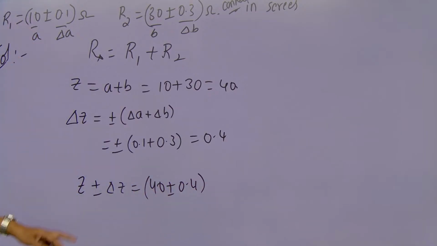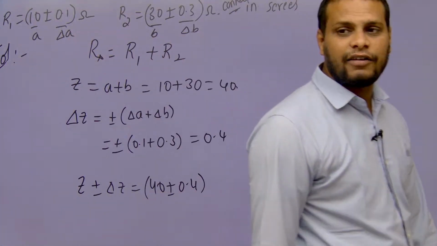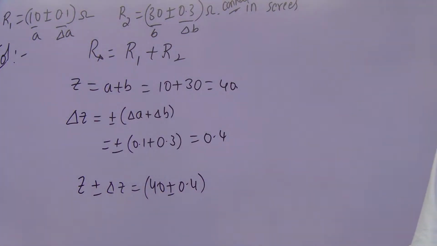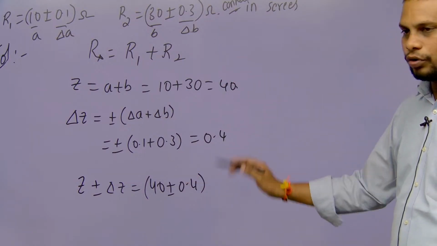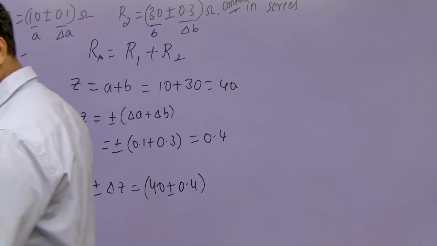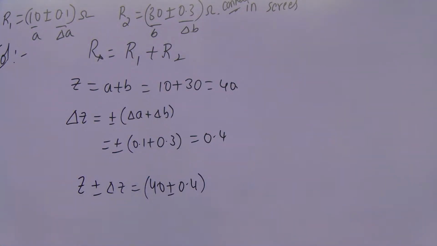Now here what we have to do means addition. Z equal to A plus B. Delta Z, the error value, is plus or minus delta A plus delta B. Add the error separately. Then in the final answer you keep both. This is one example of error in addition.